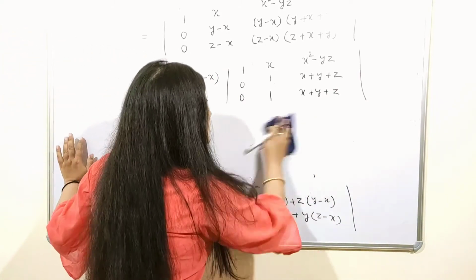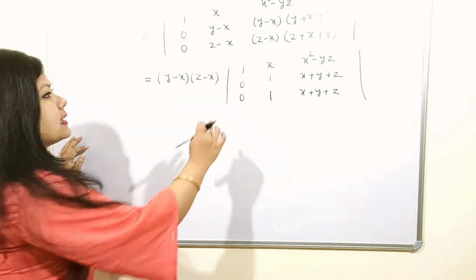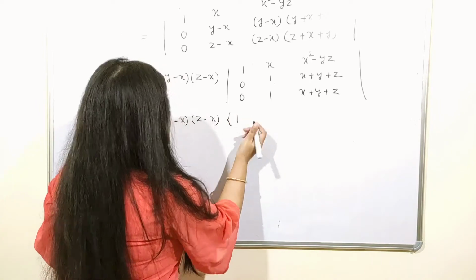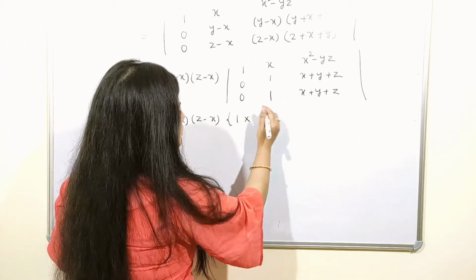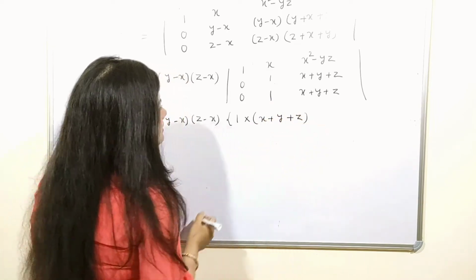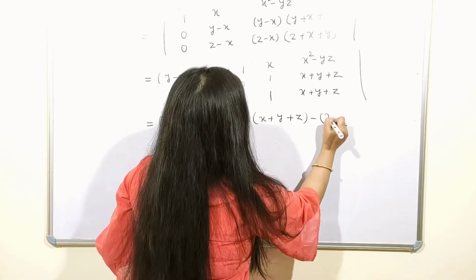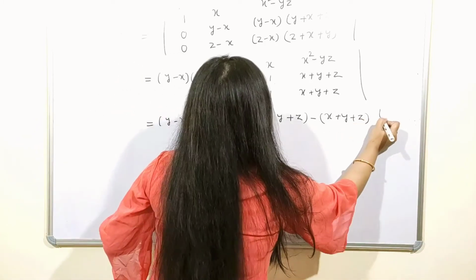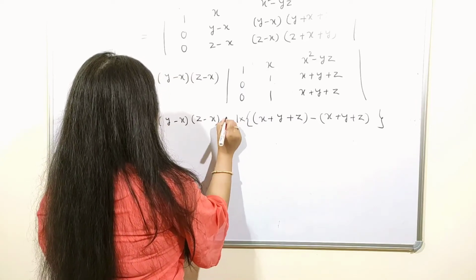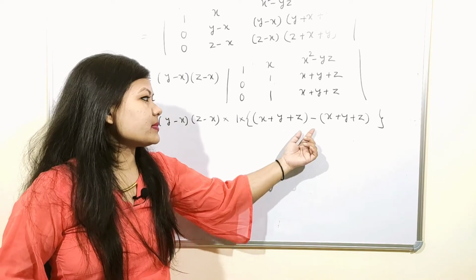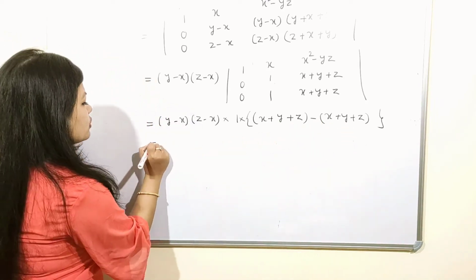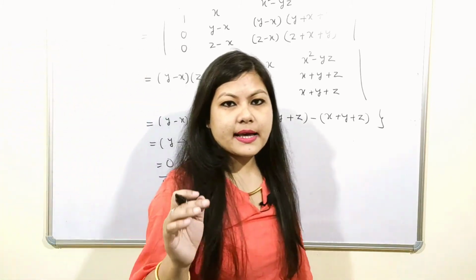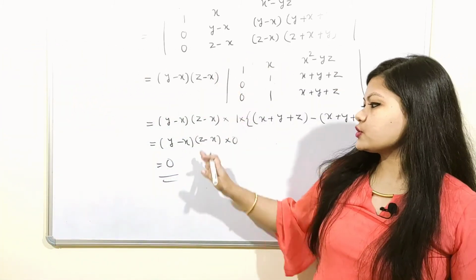After that, expanding along the first column. If you expand along the first column, the first element is 1. So 1 into x plus y plus z, then minus x plus y plus z. So 1 into this value, and here x plus y plus z minus x plus y plus z equals 0. Multiplying any value by 0 is always 0. So in this way we can solve this question.